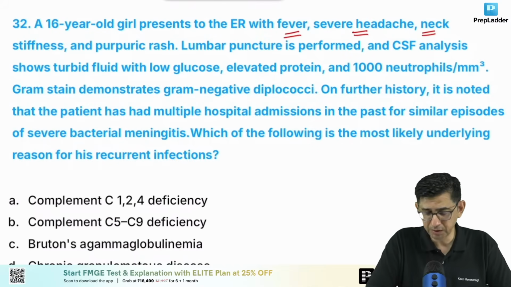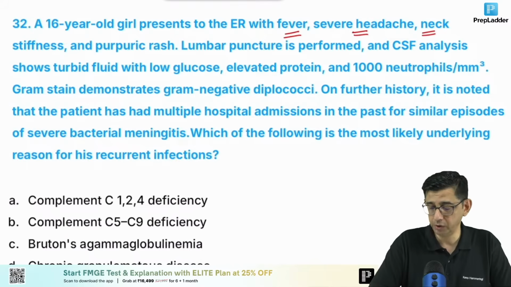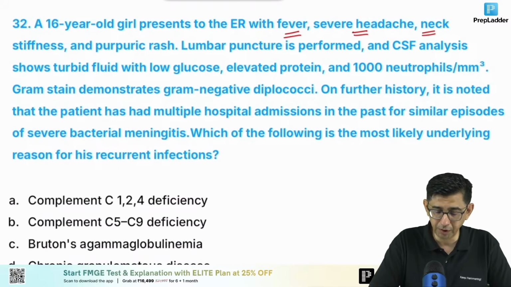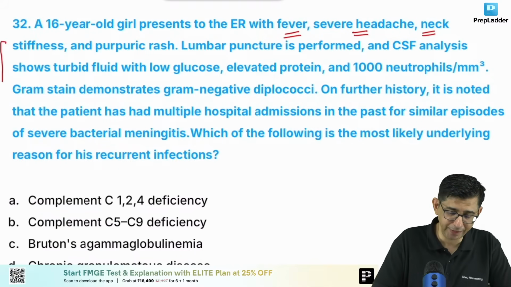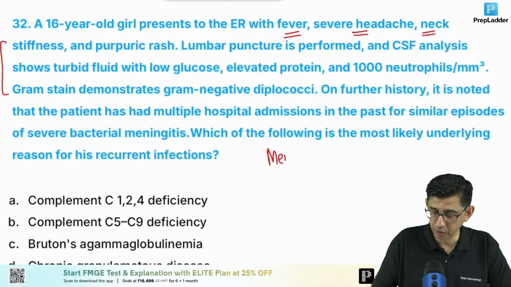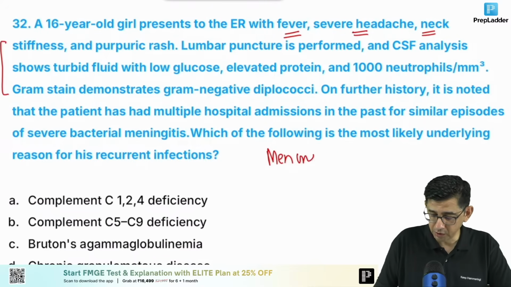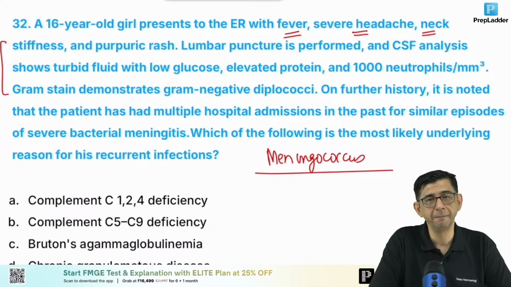Now the lumbar puncture is revealing the standard features: turbid CSF, low glucose, elevated protein, 1000 neutrophils. So the examiner was wasting my time by making me read these lines. Then there was a gram stain showing gram-negative diplococci. That would basically be meningococcus, because overall you are aware that the most common cause is pneumococcus, but here because it's saying gram-negative, we are talking about Neisseria meningitidis.